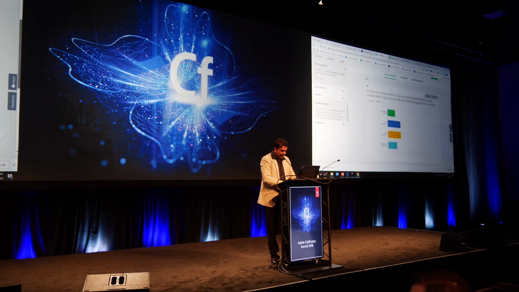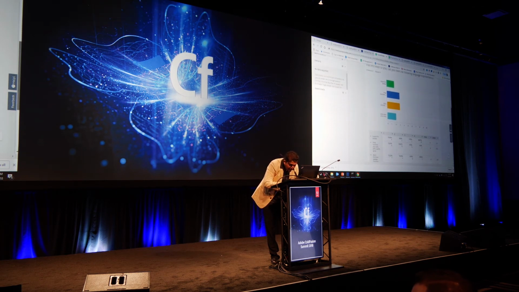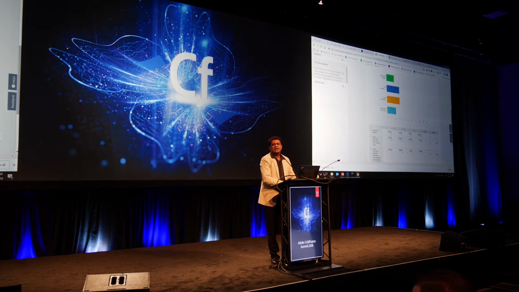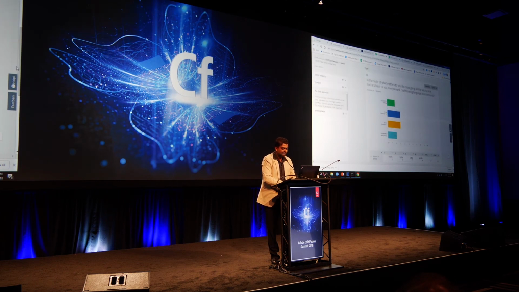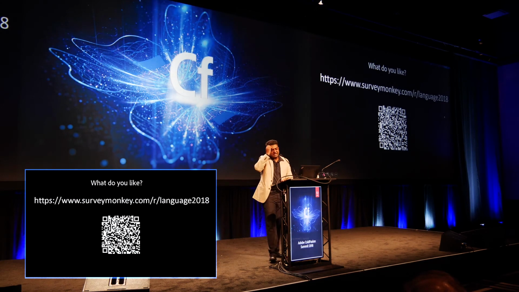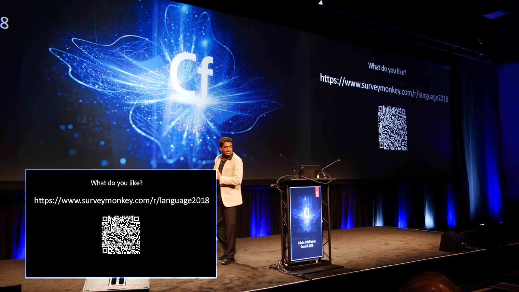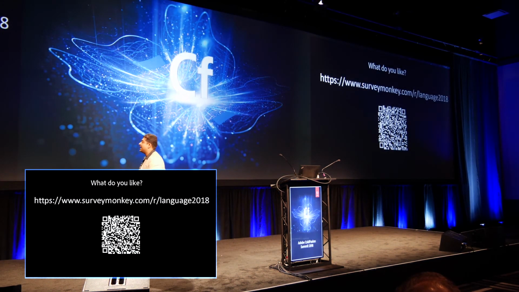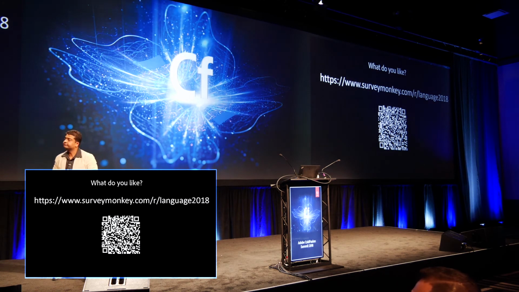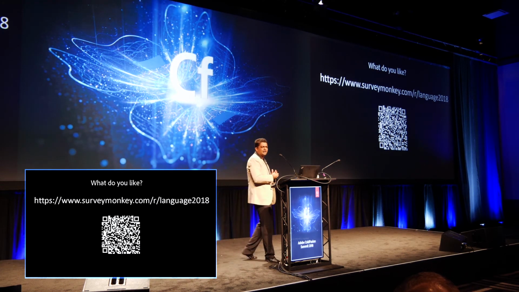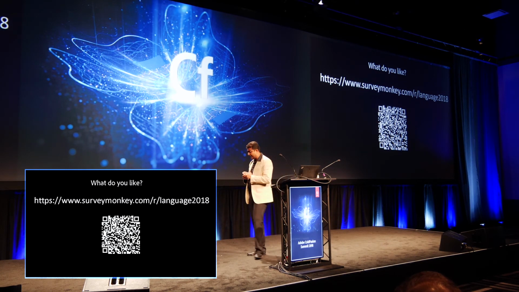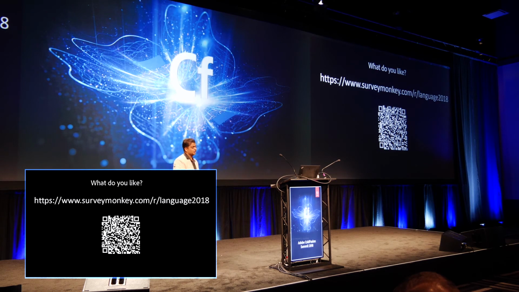Support for Lambda, array functions is the top. Array and query functions is at the top. I only have 21 responses. Come on, I need more. URL again? Okay, surveymonkey.com/r/language2018. So it looks like array functions and query functions is something that you like when compared to the others, which is good to see.